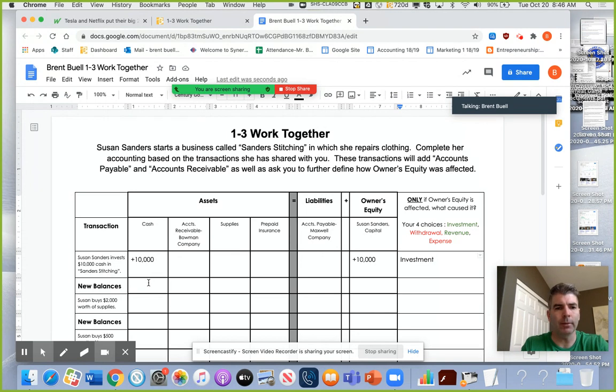Okay, and then we go down here to new balances, and we go 10,000. And then here's kind of the tedious part, but it's a lot easier with these columns now. 0, 0, 0, and we're at 10,000. And of course, we're still in balance, and all is well with the world. Oh, perfect.